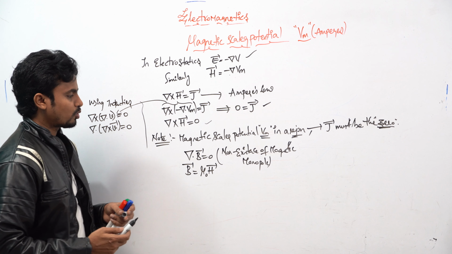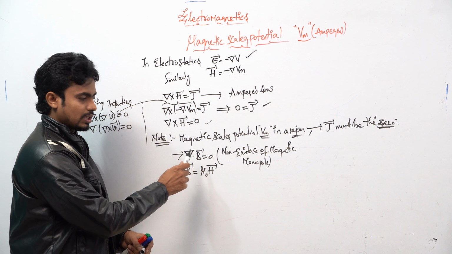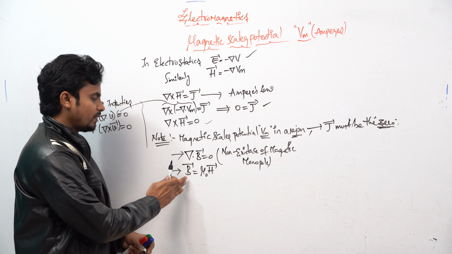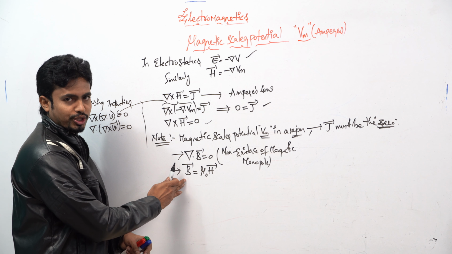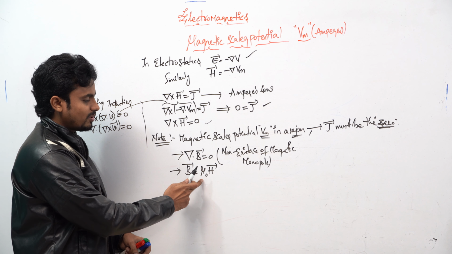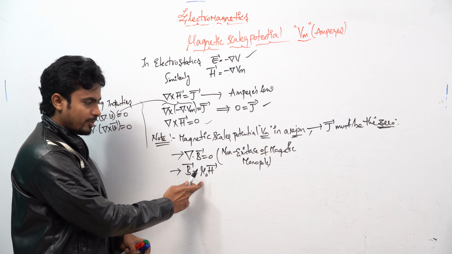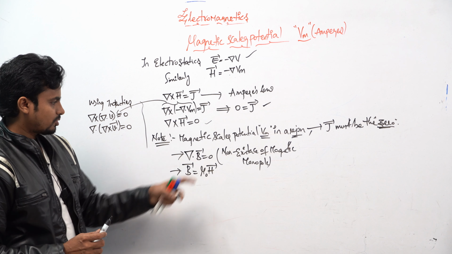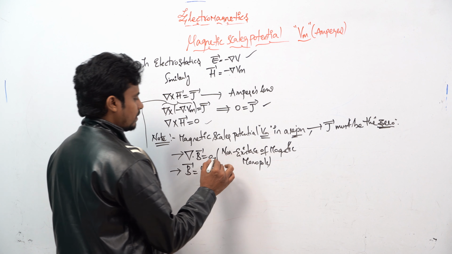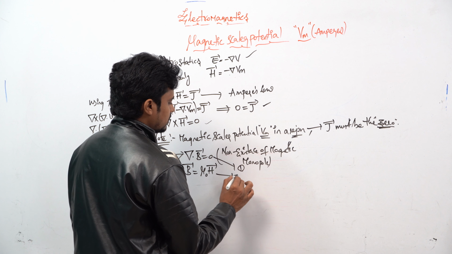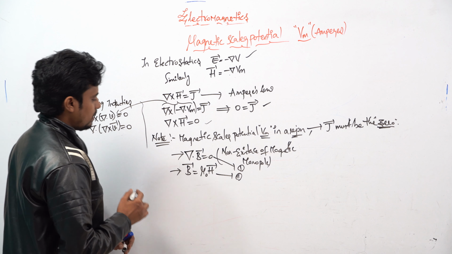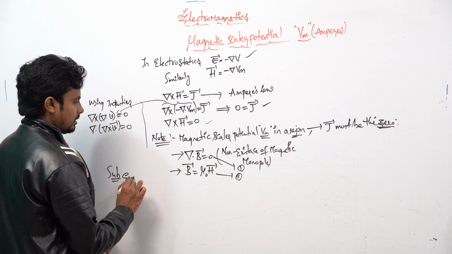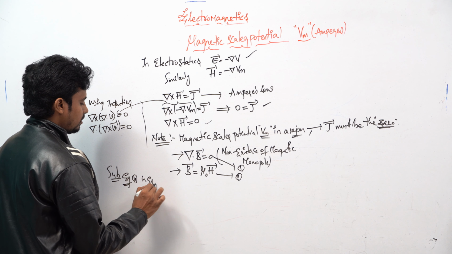I already proved this condition in the previous lecture, that is the magnetic flux density, and I will be proving this also. B bar is equal to mu naught into H bar. Here, mu naught is the permeability of free space. Now what you have to do is substitute here. I will consider this as my equation 1, and this as my equation 2. Substitute equation 2 in equation 1.